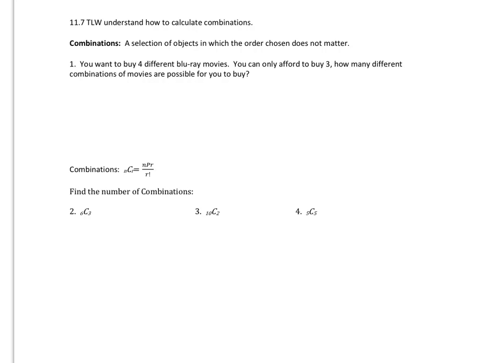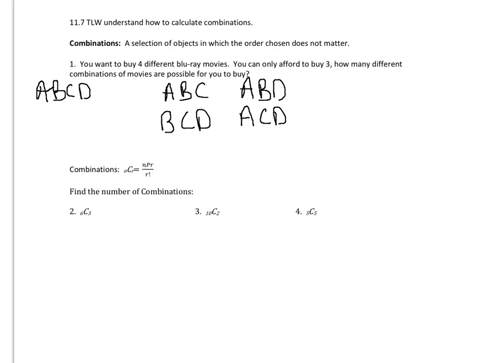You want to buy 4 different Blu-rays, but you can only afford to buy 3. How many different combinations of the movies are possible for you to buy? So let's think about that. Doesn't matter the order in which you select the movie to buy? No. But if you have movies A, B, C, D, which ways could we buy? We could buy A, B, C, A, B, D, B, C, D, and A, C, D. So it looks like 4. I think that's it.